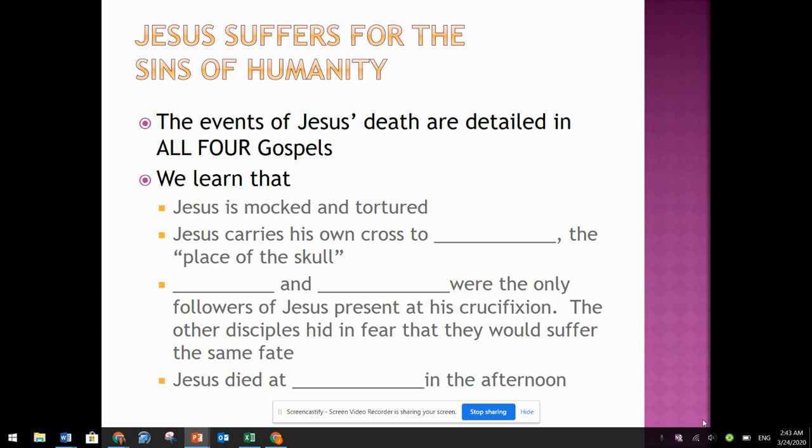And you spell it in the following way: G-O-L-G-A-T-H-A, Golgotha. And the two followers that were present at Jesus' crucifixion are Mary and John.